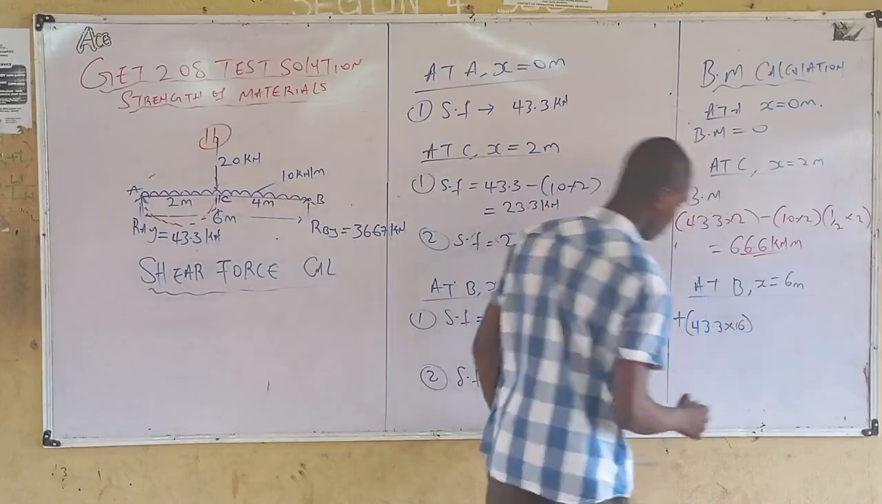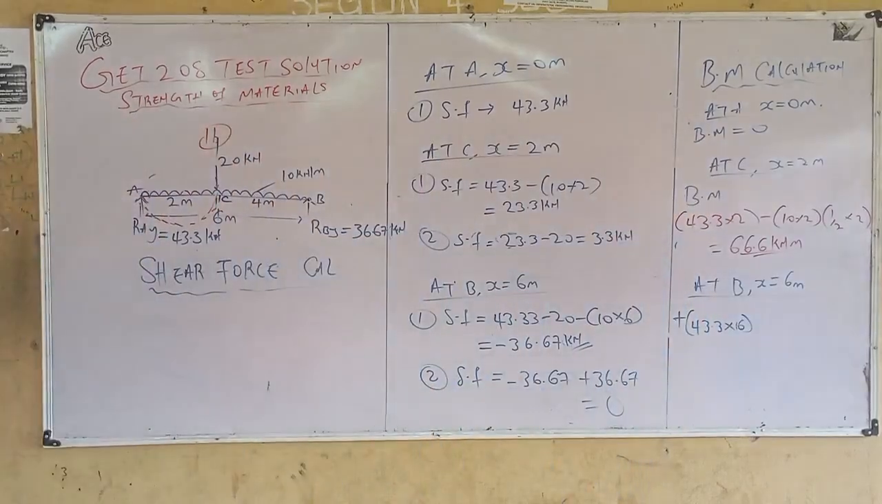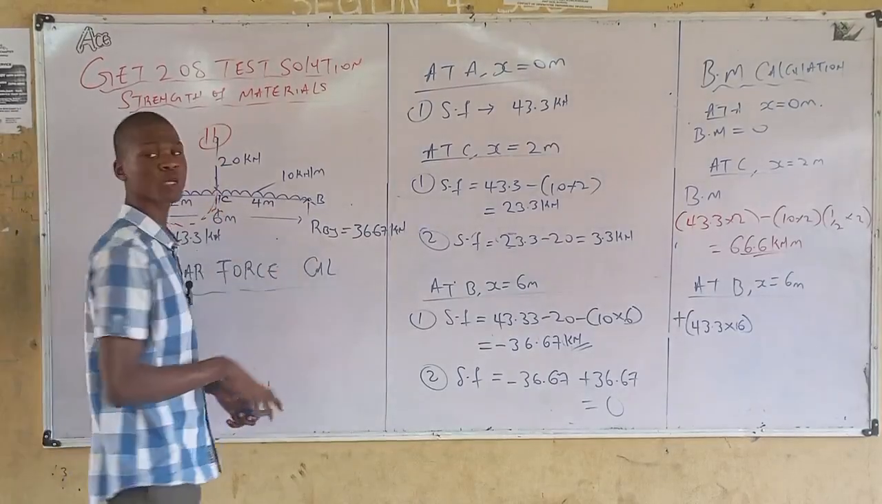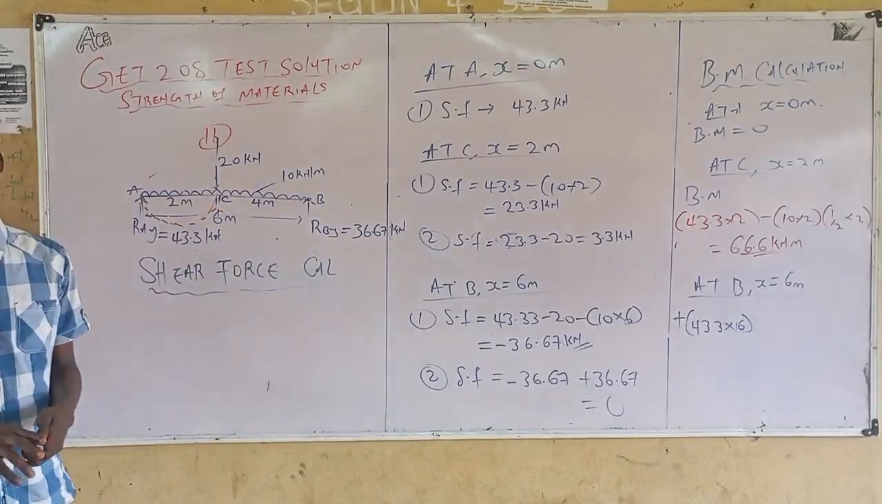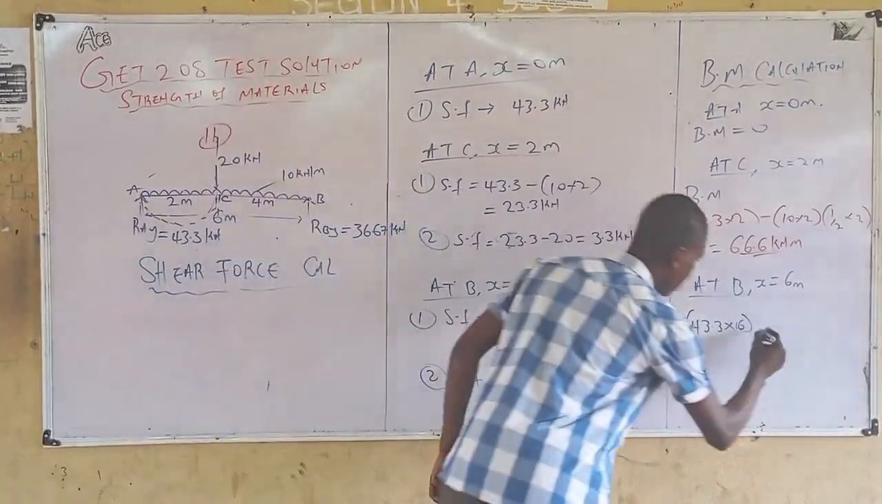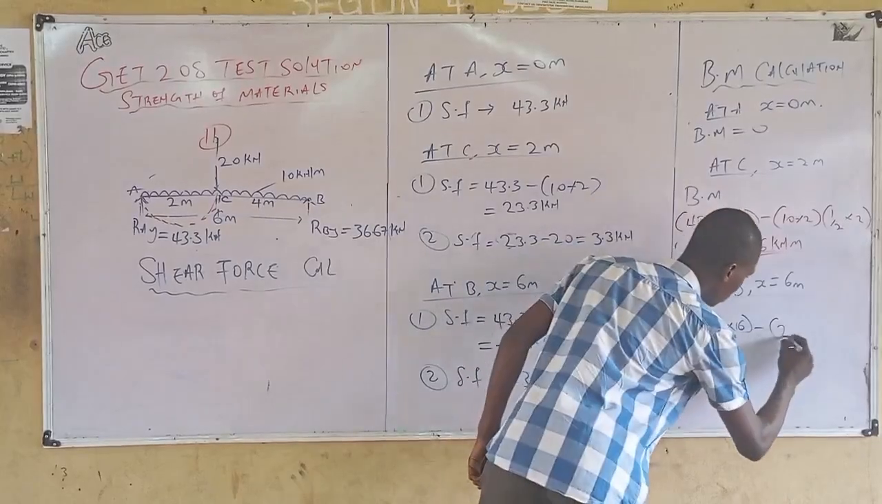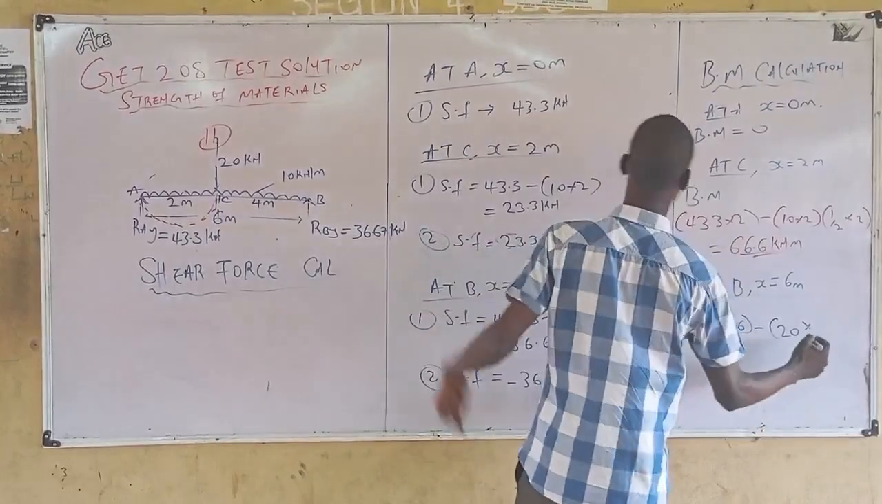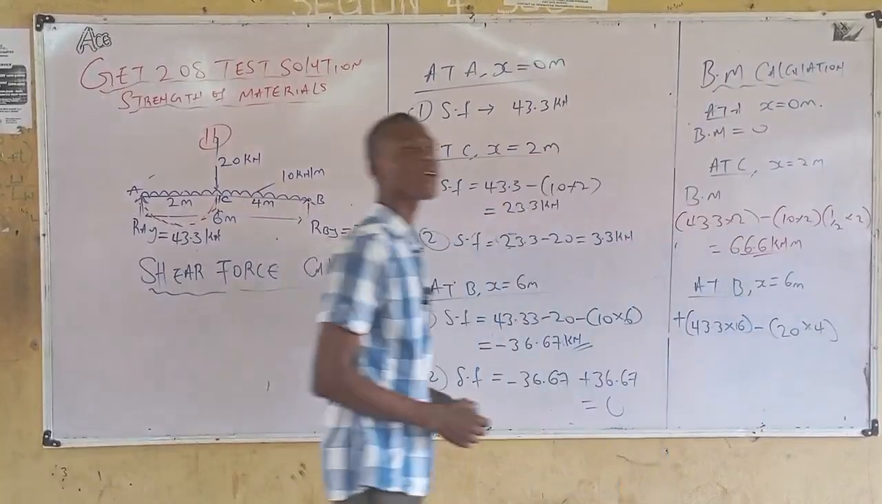What's the next force? I'm having 20. In what direction is 20 traveling? Anti-clockwise. And if it is anti-clockwise, negative. What's the force? 20. What's the distance? 4. The next force is what?